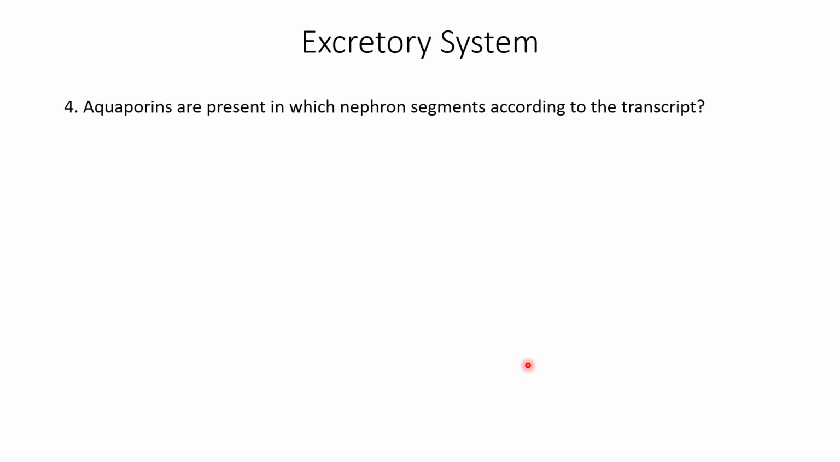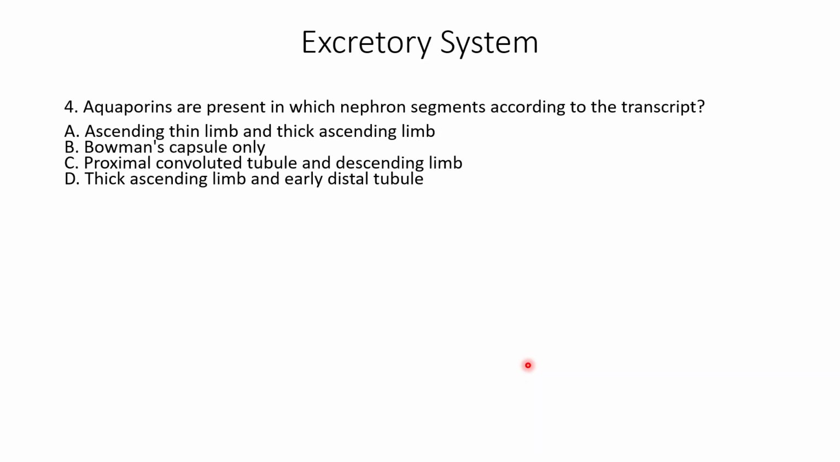All right. So let's move to question 4, which is aquaporins are present in which nephron segments? Yeah, I don't know what according to the transcript is, but anyway.